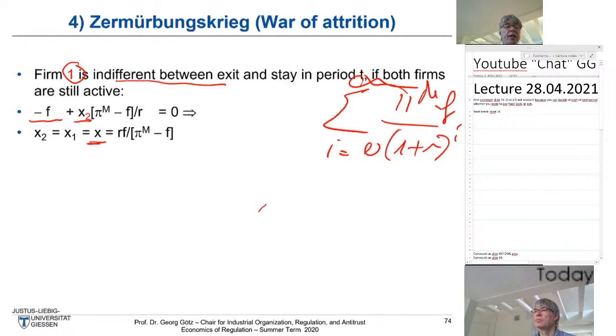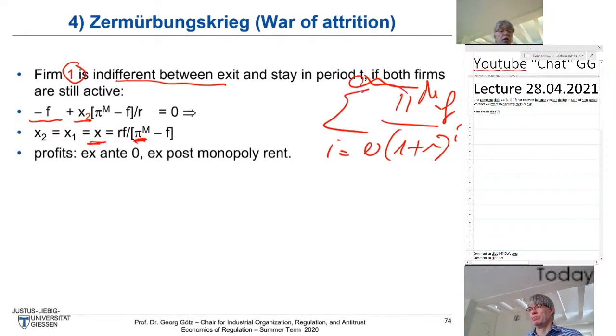And it is more likely that you exit if f, the fixed cost, is higher. That should be clear: you have higher per-period losses. And if r is higher, meaning a higher interest rate, the future is discounted more heavily. The future doesn't matter so much; the present is important. And this exit probability goes down if your expected monopoly profit goes up. So the profits are ex ante 0, but ex post you might earn the monopoly profit.